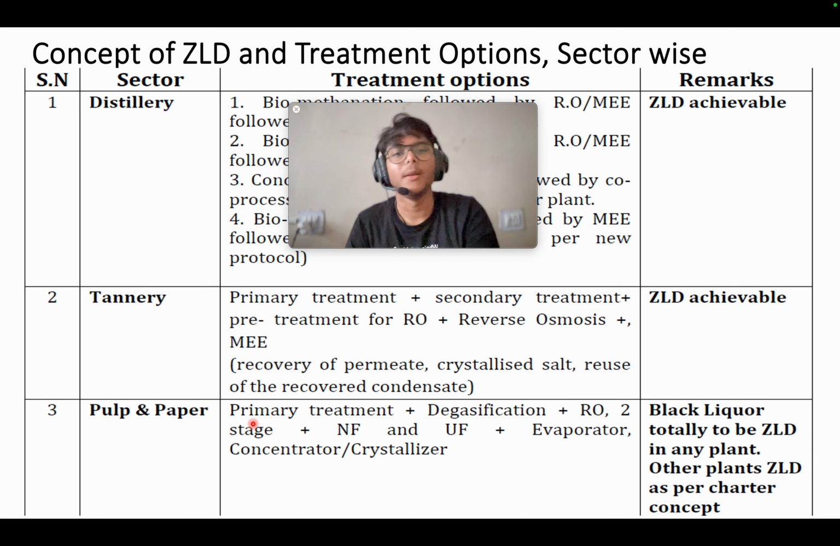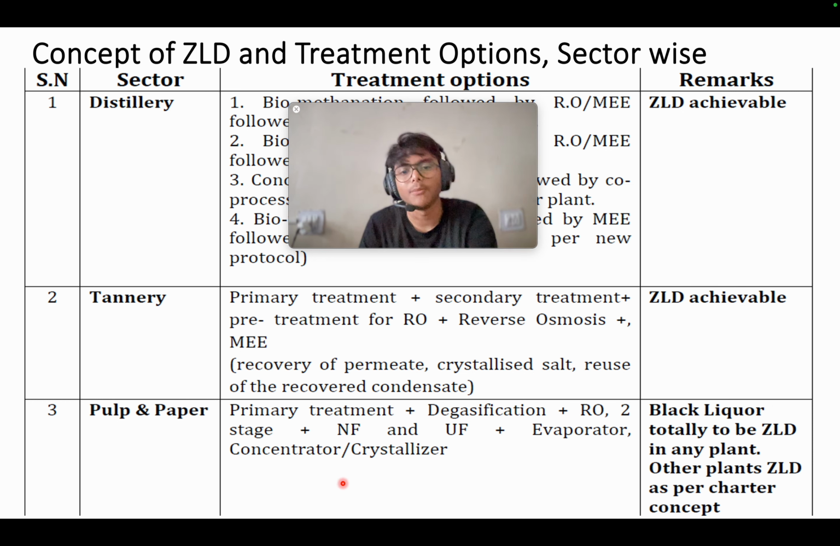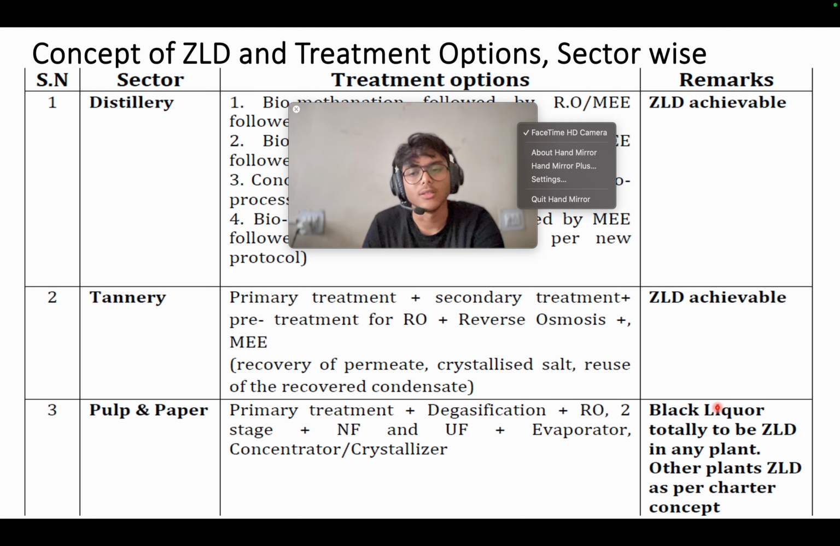Now, pulp and paper. In the pulp and paper industry, primary treatment plus degasification plus RO plus two stages of RO plus NF and UF, plus evaporator and concentrate slash crystallizer. Here, black liquor is totally to be ZLD in any plant. Other plants ZLD as per the charter concept.